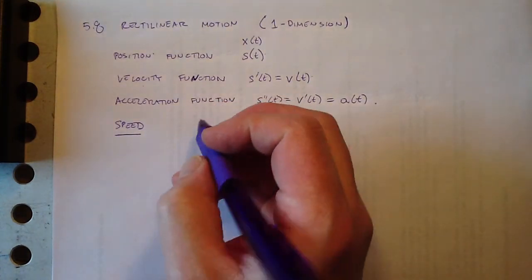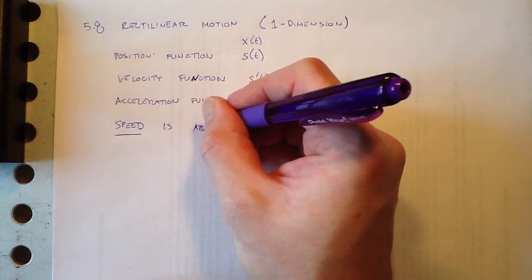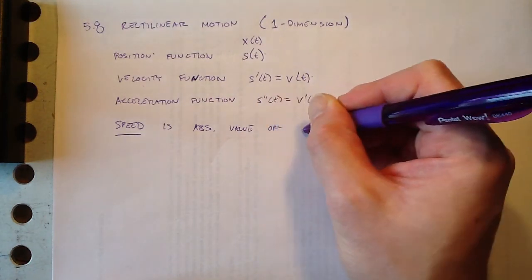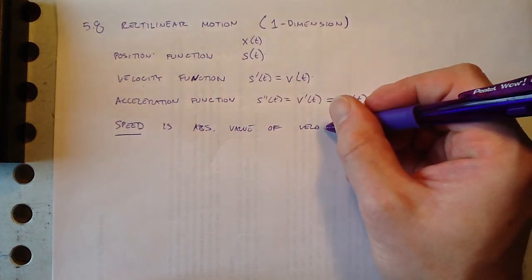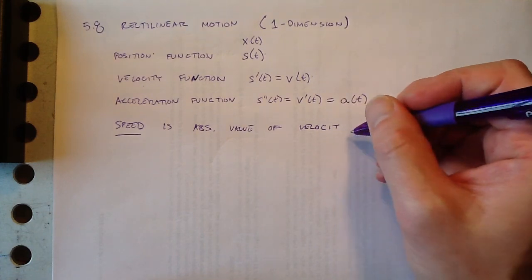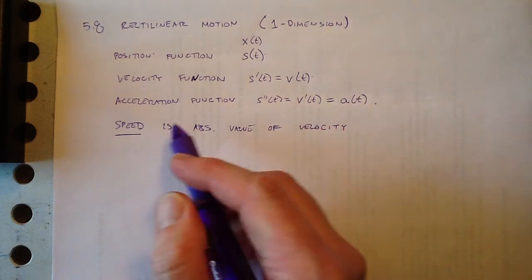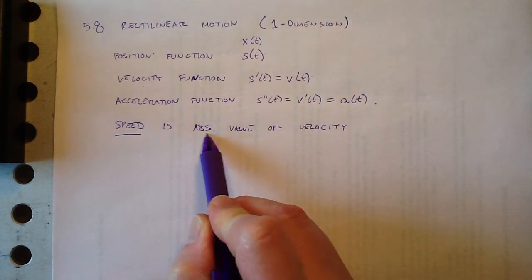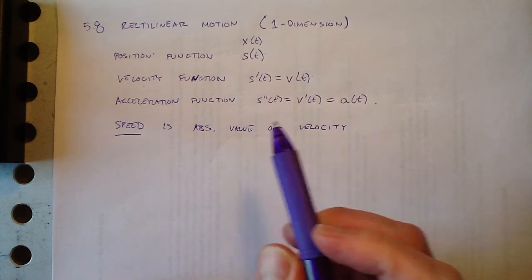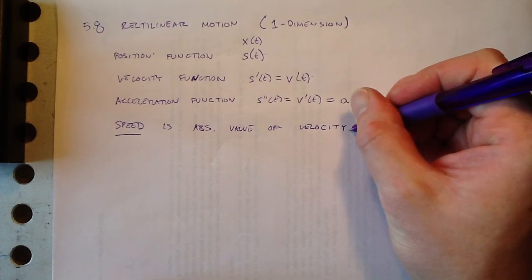But speed is an important concept. Speed is the absolute value of velocity. And of course your car, for example, has a speedometer, not a velocimeter or something like that. In other words, your speedometer in your car only ever gives you positive values. It doesn't care about what direction you're going. It just gives you positive numbers. It's the absolute value of your velocity.